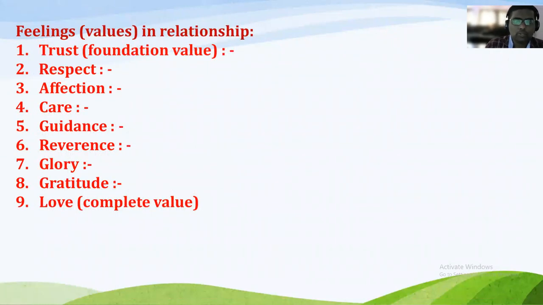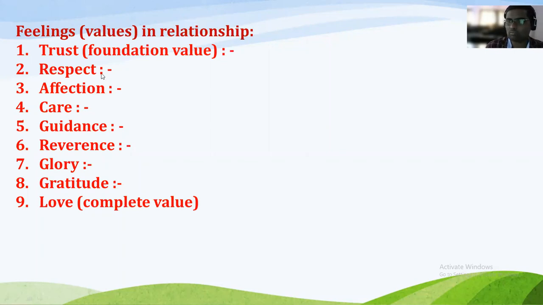Yes. So just now I have said that when we say it's a relationship, it means that certain feelings are there in between selves, and these feelings are called values. And there are a total of 9 values in the relationship. And what are these 9 values? I have listed them in front of you. Just check it. Number 1, trust, ज्याला आपण म्हणतो विश्वास. And that value we call a foundation value. Why do we call it a foundation value? Because relationship always starts from trust only. विश्वासावरती relationship start होते. That's why we call it the foundation value.